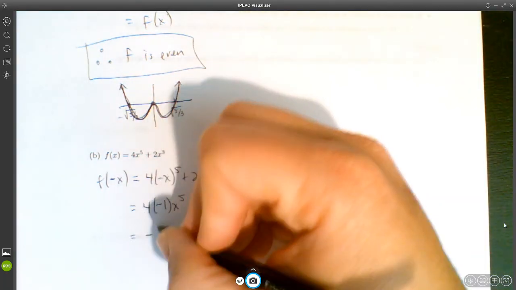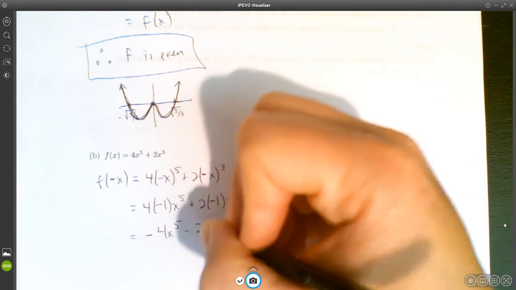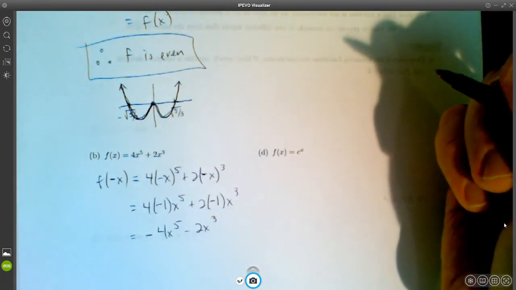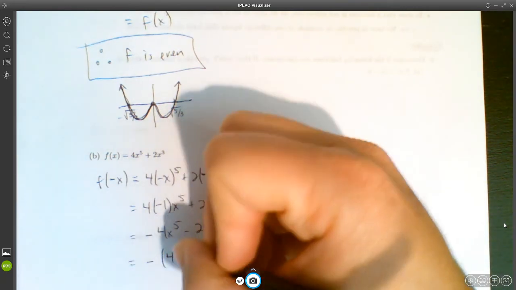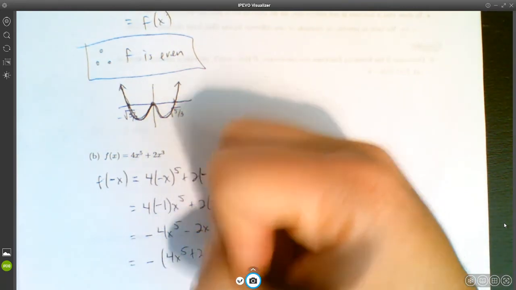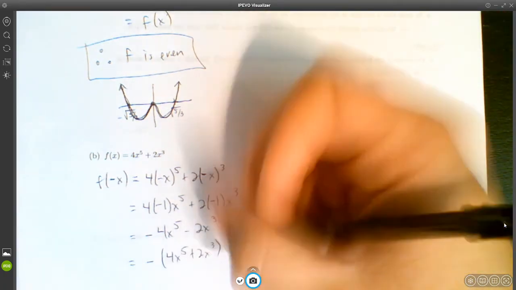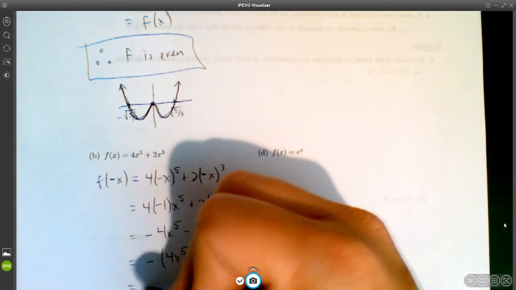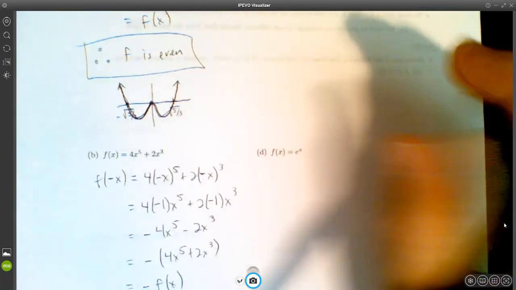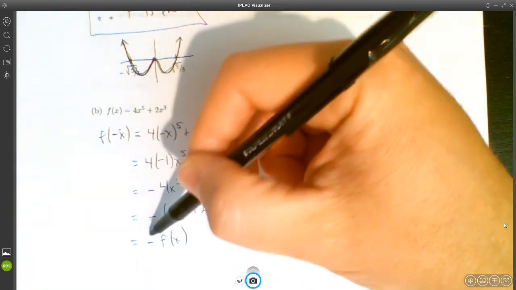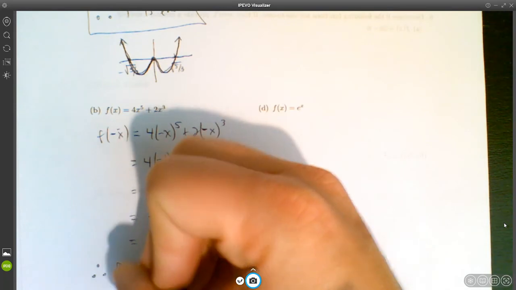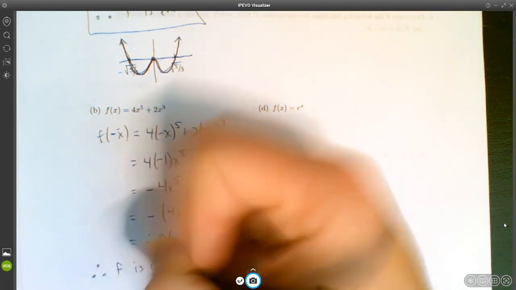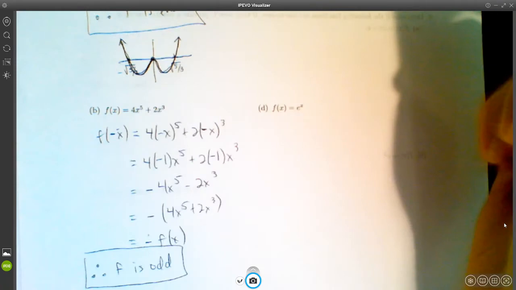In other words, that's negative 4x to the fifth minus 2x cubed. Now, if I factor out a negative, then I get 4x to the fifth plus 2x cubed. And 4x to the fifth plus 2x cubed is just f of x, so this is negative f of x. Okay, so that's interesting, right? Note that in this example, f of negative x was equal to negative f of x. Well, that means f is odd.